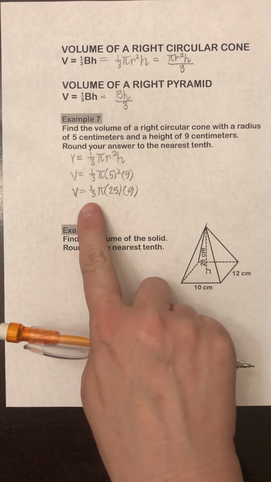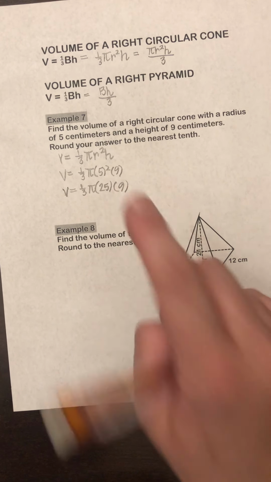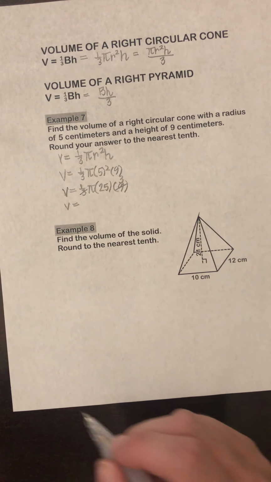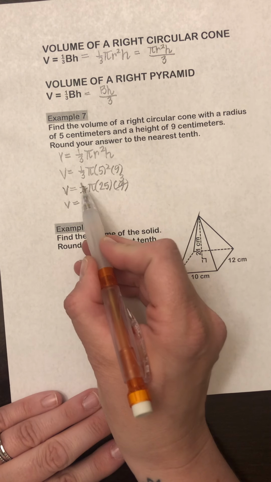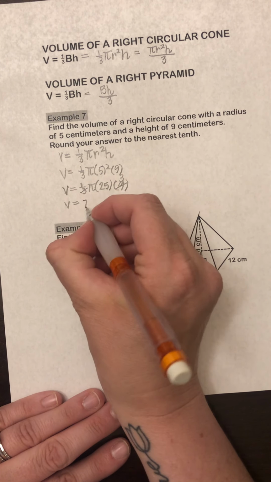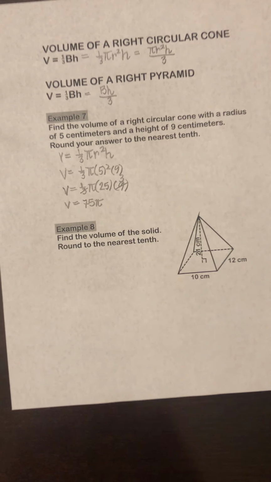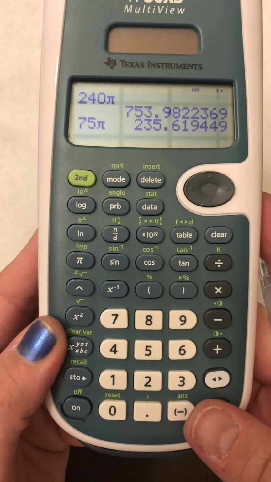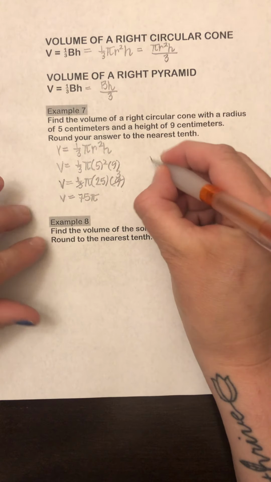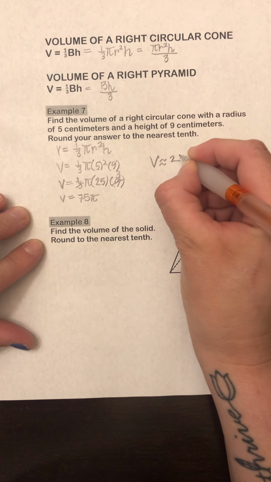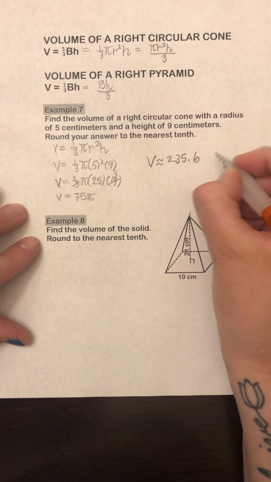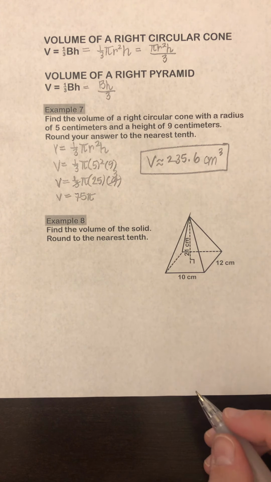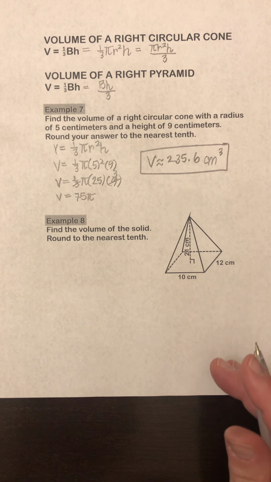All right, guess what? The 3 in the denominator can cancel with the 9. It's going to turn that 9 into a 3. So right now, before I use a calculator, I'm going to have 1 times 25 times 3, which is 75 pi. But again, the directions said round it to the nearest tenth. So 75 pi is 235.6. So my volume is approximately 235.6. I need my units. Centimeters cubed. Isn't that easy? Yes, it is. Okay, so now let's look at the next one.